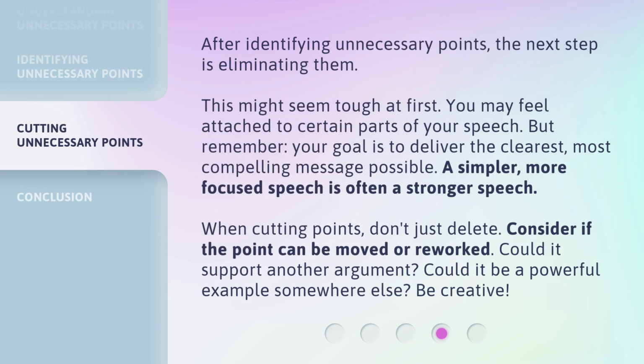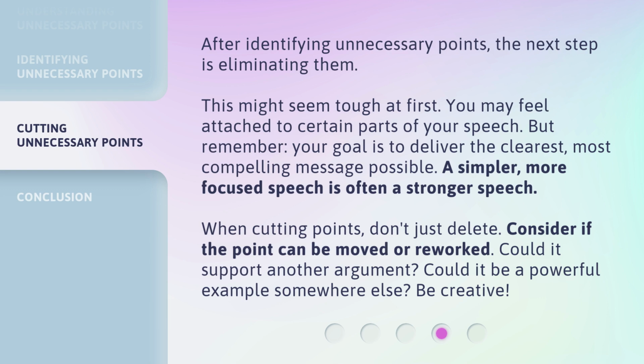After identifying unnecessary points, the next step is eliminating them. This might seem tough at first. You may feel attached to certain parts of your speech. But remember, your goal is to deliver the clearest, most compelling message possible. A simpler, more focused speech is often a stronger speech.